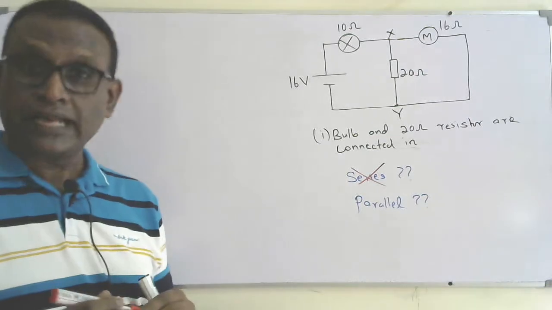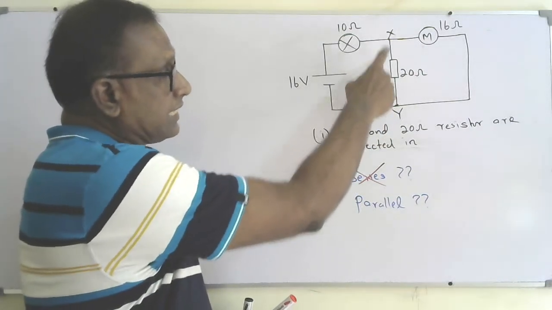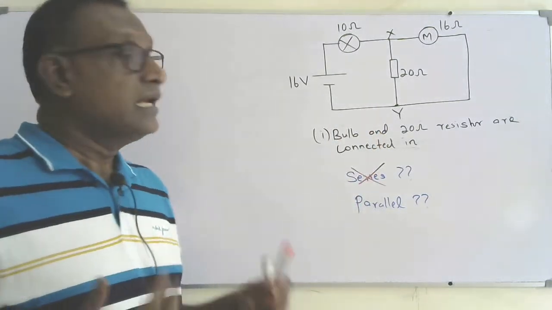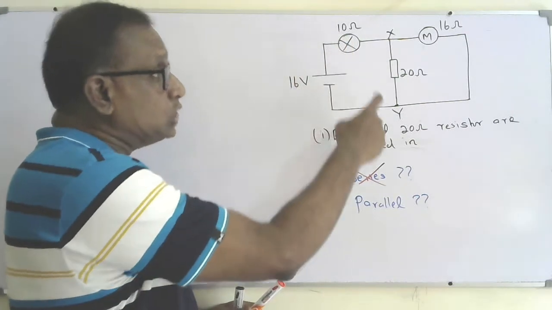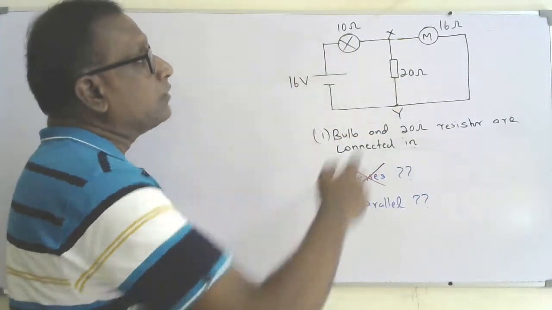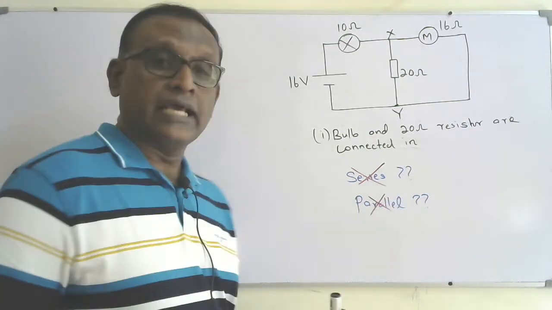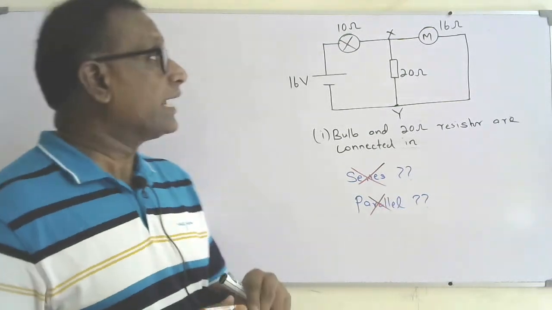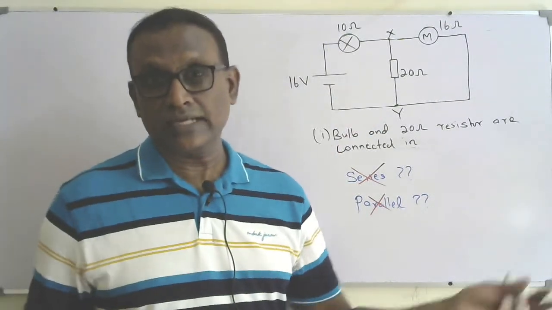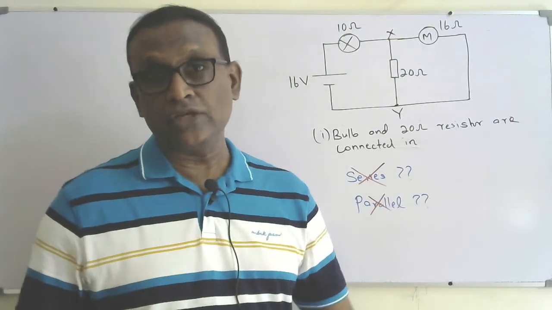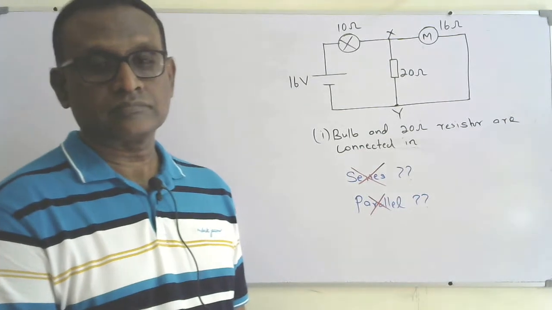Okay, are they connected in parallel then? The 20 ohm resistor is directly connected across X and Y. X and Y are the two junctions. Again, the bulb, one terminal is connected to X, but the other one is not connected to Y. So the bulb and the 20 ohm resistor are not in parallel either. So they are not in series, not in parallel. So I can't solve these two resistors directly first. Because they are not in series and not in parallel, we don't have any equation for such a situation.